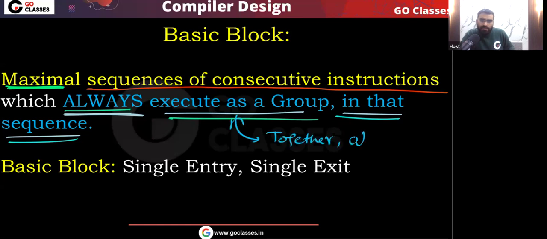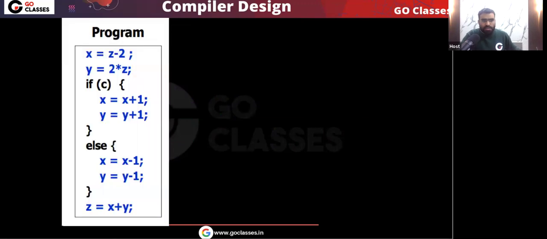Together, all of them. They will always execute together, all of them in that sequence. So you can see there is a single entry and a single exit. Very simple. I hope you understood. Now, let me tell you what this maximal means.